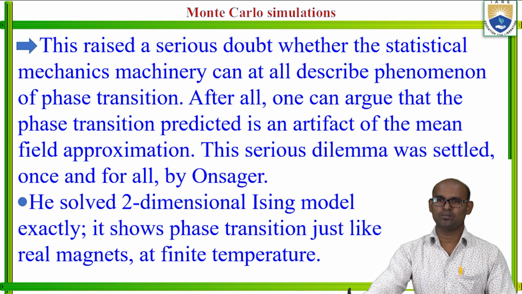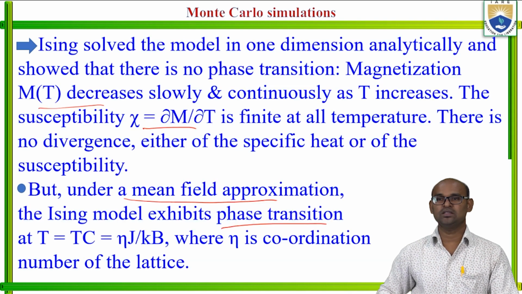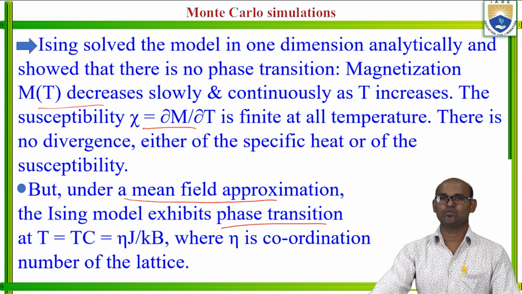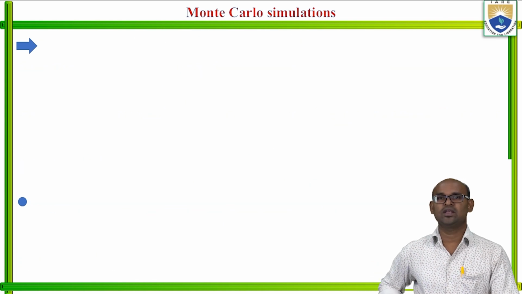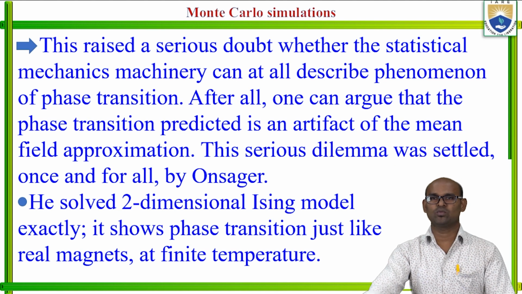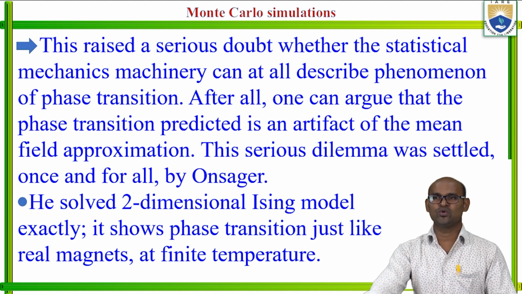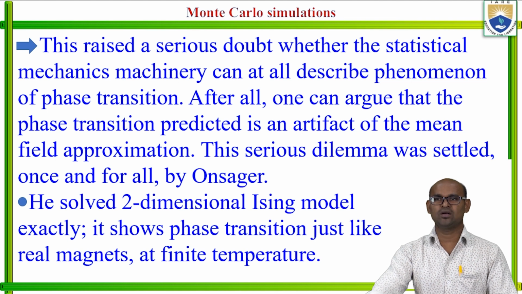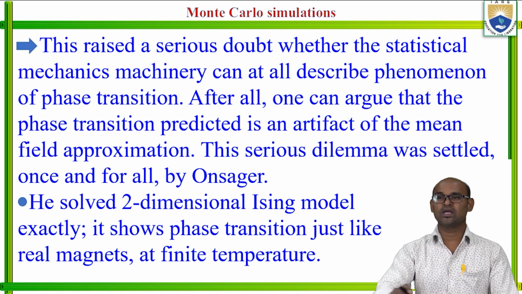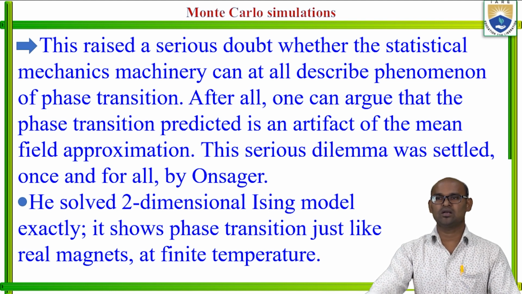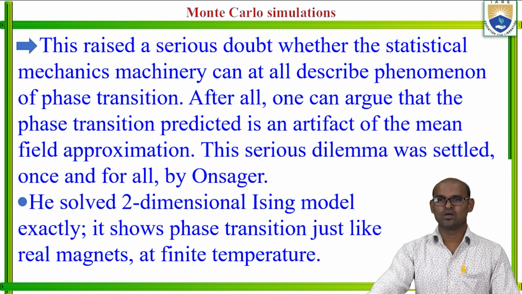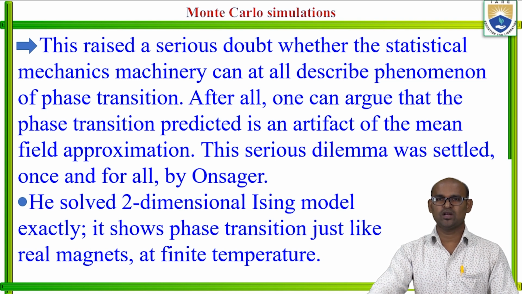So if you apply mean field approximation, you are going to find that there is a phase transition. But when we solve analytically, we find that there is no phase transition. That is the reason it raised a question whether we can use this statistical mechanics machinery to understand whether there is a phase transition in a system on cooling. After all, one can argue that the phase transition predicted is an artifact of the mean field approximation. The phase transition which we find by applying mean field approximation is an artifact.